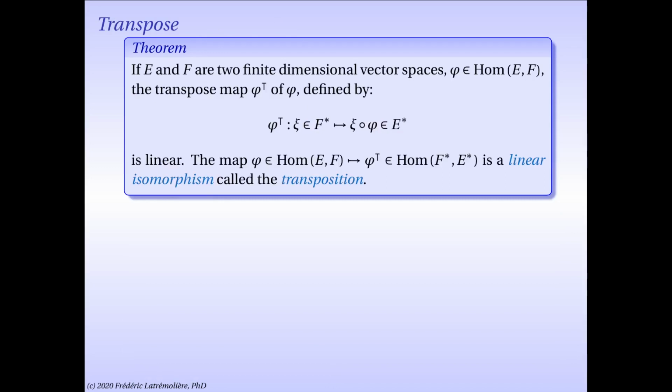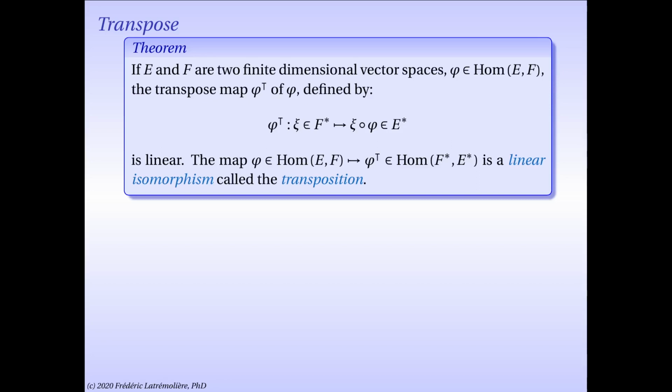The answer is positive and given by an important isomorphism called the transposition. So let's fix E and F to be finite dimensional vector spaces, and let's pick phi a linear map from E to F. The transpose of phi is a map which to an element xi of the dual of F maps the element xi composed with phi, which is indeed an element of the dual of E.